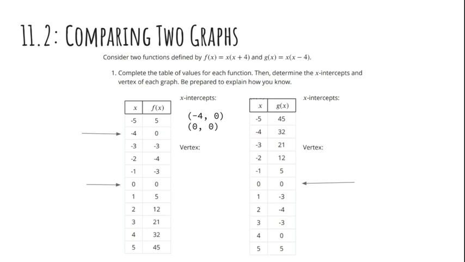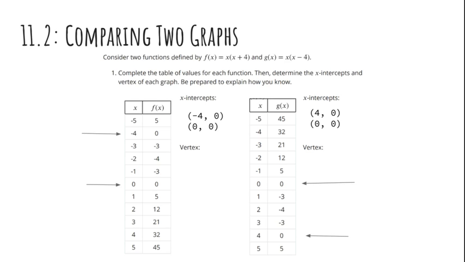And for g of x, the x-intercepts are (0, 0) and (4, 0). Once again, very similar x-intercepts, just one small difference. But we were able to find that with the equation itself. We didn't actually need the table to find these x-intercepts. However, the vertex is something that we haven't done before.